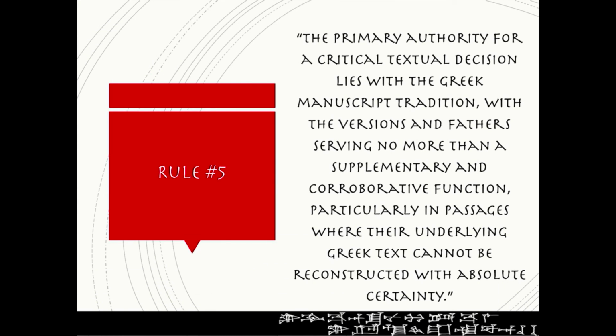Rule 5: The primary authority for a critical textual decision lies with the Greek manuscript tradition, with the versions and fathers serving no more than a supplementary and corroborative function, particularly in passages where their underlying Greek text cannot be reconstructed with absolute certainty. Greek has to be given primary authority. If a church father, for example, is quoting something, and you don't know that he's quoting from the Greek, you cannot reconstruct it, giving it the same authority as the Greek manuscript tradition.